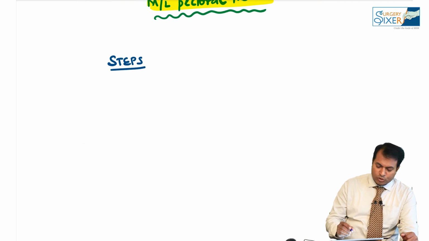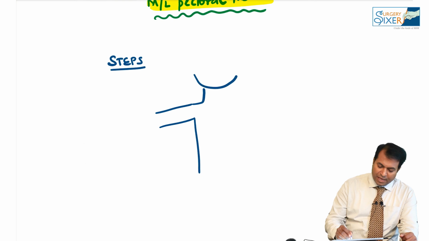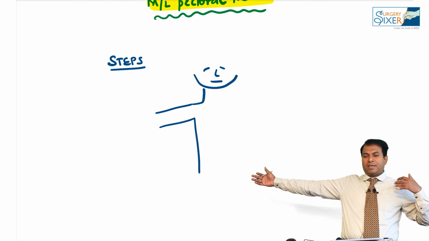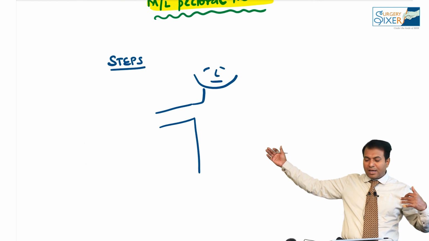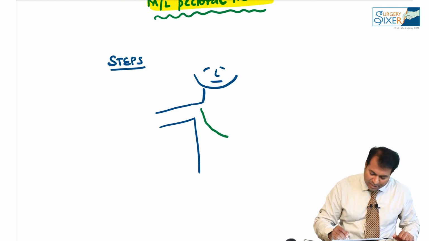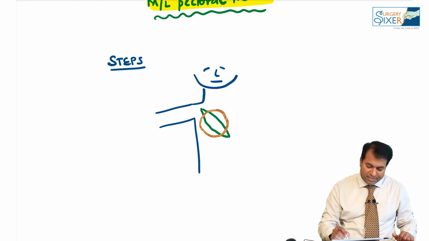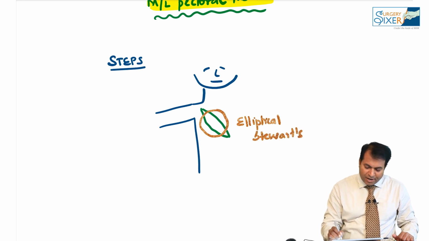The patient is put in supine position on the table with the arms extended outwards like this. Arms should be extended at least 90 degrees, 90 to 120 degrees outwards. Now you have to make an incision like this. What is the name of this incision in the breast? An elliptical incision is made. That elliptical incision is known as Stewart's incision.